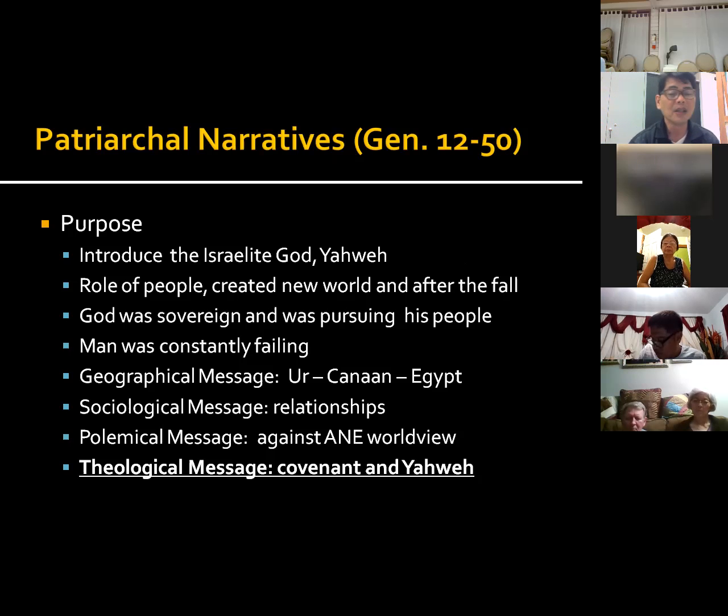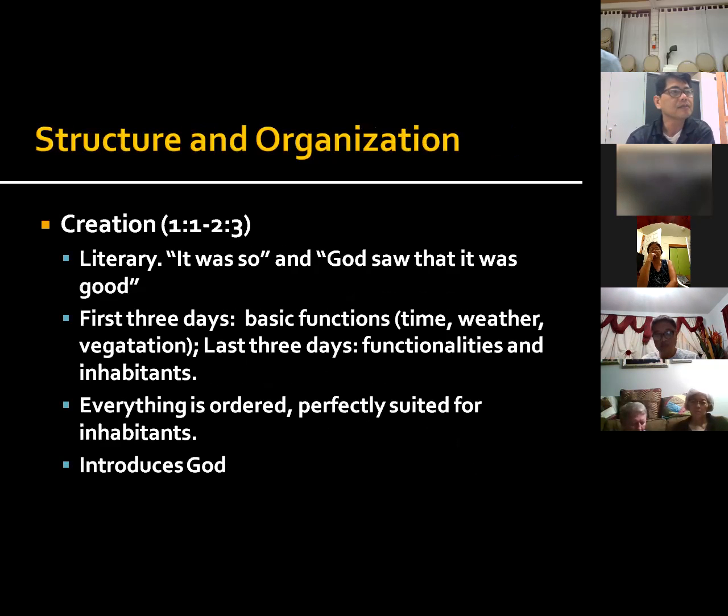Geography is another purpose, to remind us that God is not limited, that he calls people from everywhere, right? That's why the story of Abraham coming from Ur to Canaan and ending up in Egypt is a testament of Christ himself, where he says, go into all the world and make disciples of all nations. Sociological message, it talks about relationships. The polemical message is there to prove that the Hebrew God, Yahweh, is the God and not the Egyptian gods. And finally, the theological message of the relationship between God and his creation, the promise, the covenant, pronounced well in the life of Abraham. Okay. Any questions on that?